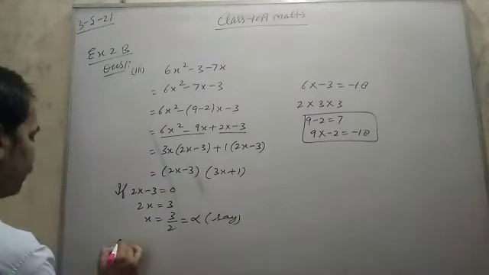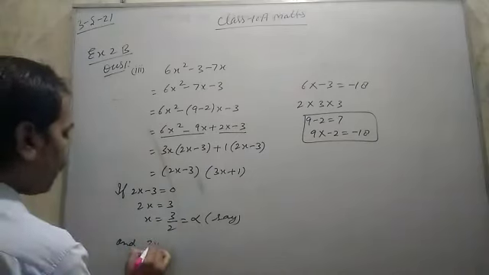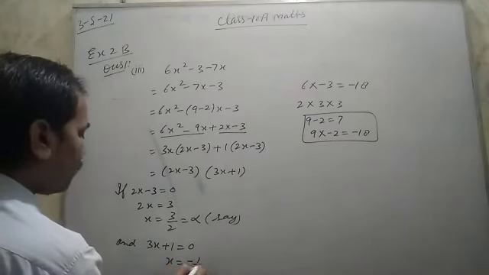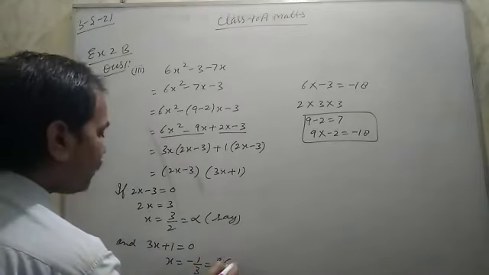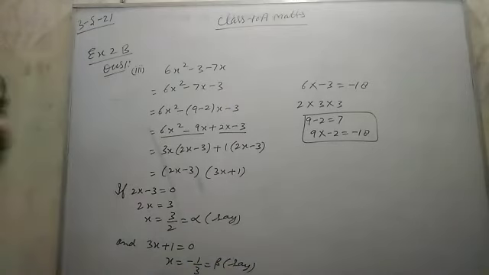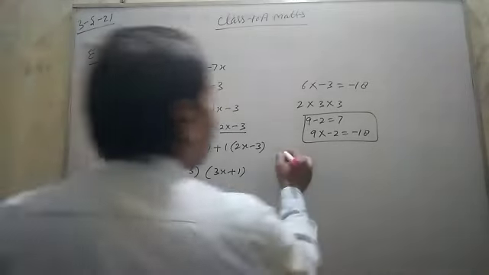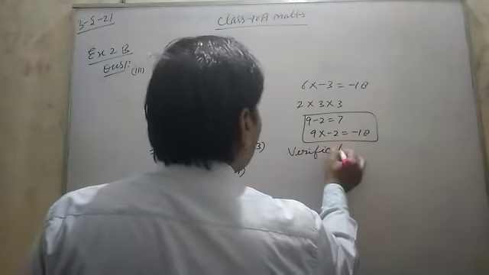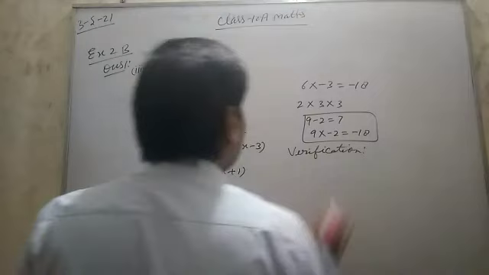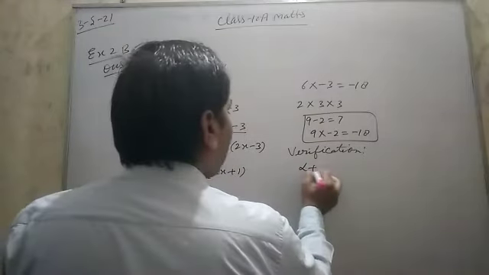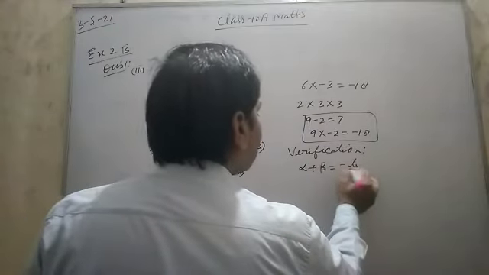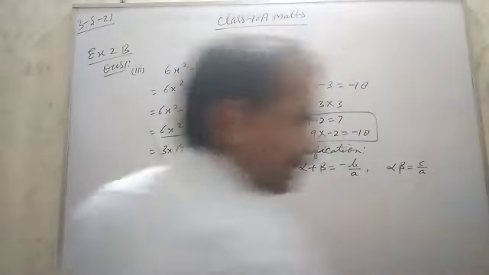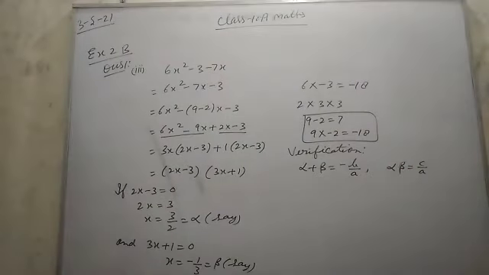Okay. And the second bracket 3x plus 1 is equal to 0. So x is equal to minus 1 by 3. That is beta. Clear? And after that, verification of their relationship. Okay, verification of relationship. So alpha plus beta is equal to minus b upon a, and alpha beta is equal to c upon a.